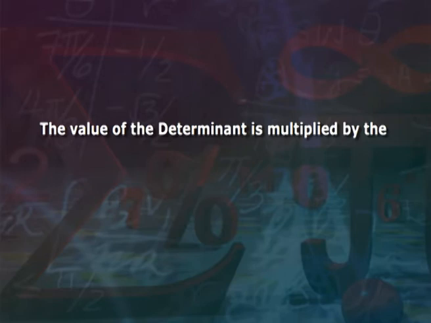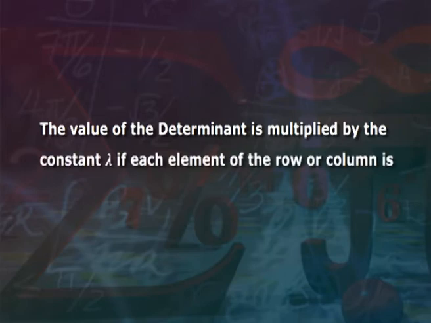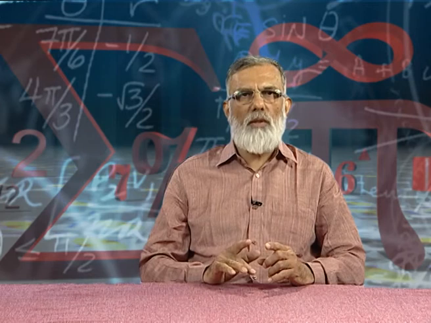1. The value of the determinant remains unaltered if rows and columns are transposed, that is, determinant of A is equal to determinant of A transpose. 2. The value of the determinant is multiplied by the constant lambda if each element of the row or column is multiplied by lambda. 3. The determinant has a 0 value if 2 rows or 2 columns are linearly dependent.